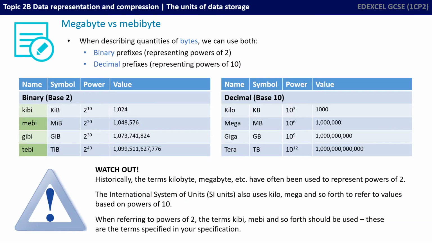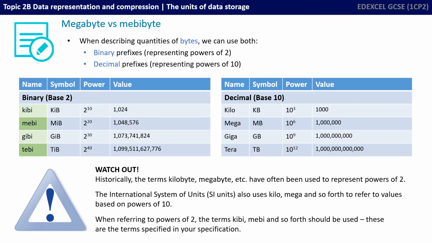Now, up until now, we've actually been using the terms kilobyte, megabyte and gigabyte inaccurately. This was on purpose, because in many textbooks, in the industry and in casual conversation, the terms are used incorrectly in everyday use. When describing quantities of bytes, we can use both a binary prefix representing powers of 2 and a decimal prefix representing powers of 10.